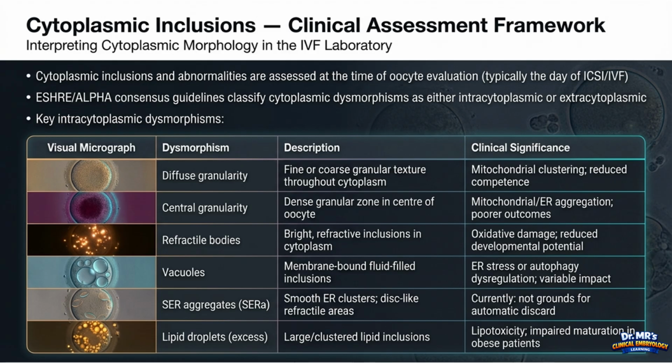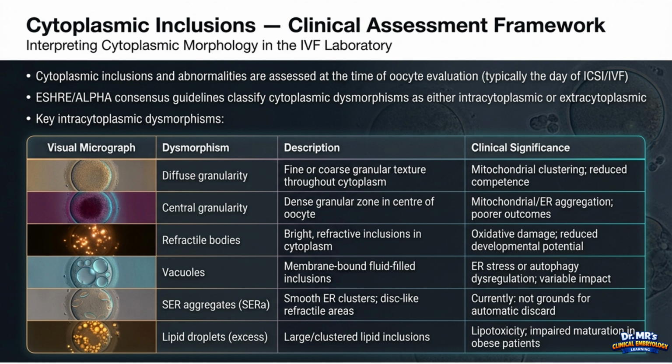Refractile bodies are bright, highly refractive inclusions scattered in the cytoplasm, representing the lipofuscin-like oxidative damage aggregates we discussed. Their presence signals reduced developmental potential, particularly when they are numerous or large. Vacuoles are membrane-bound, fluid-filled inclusions that appear as dark, optically empty spaces within the cytoplasm. They arise from endoplasmic reticulum dilation, abnormal autophagosome formation, or osmotic injury, and their clinical significance depends heavily on their number and size.